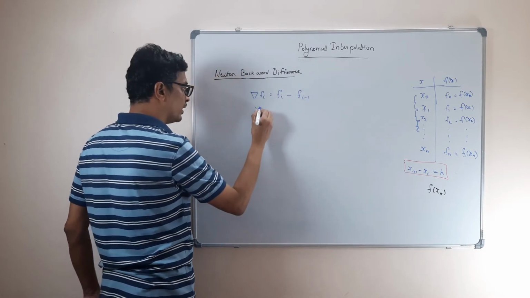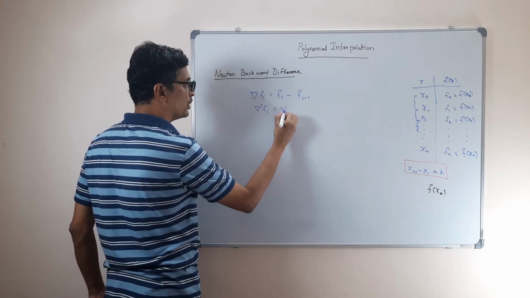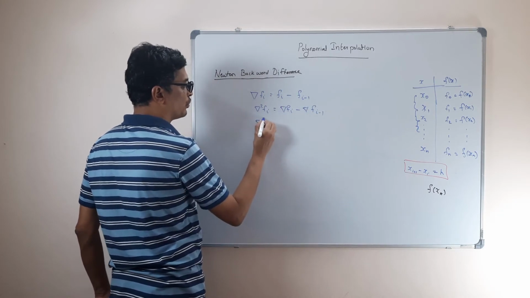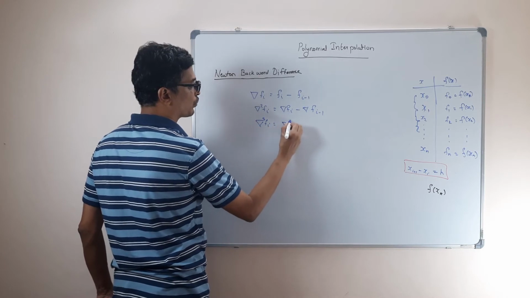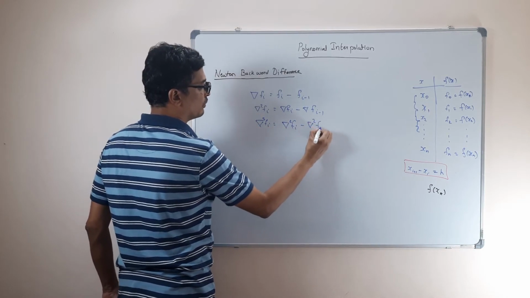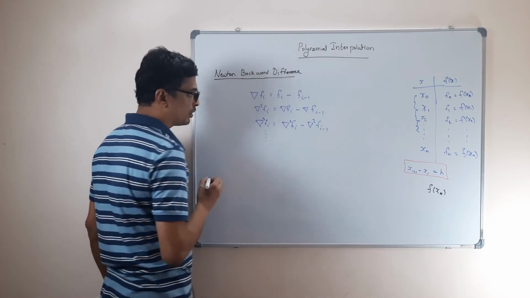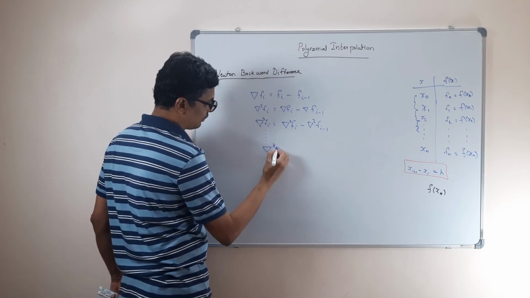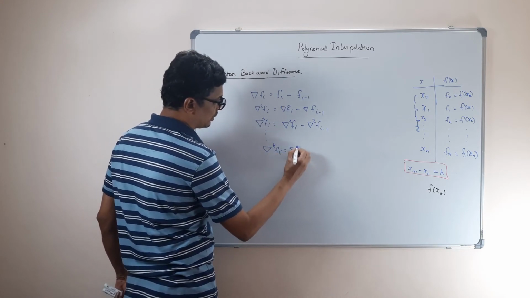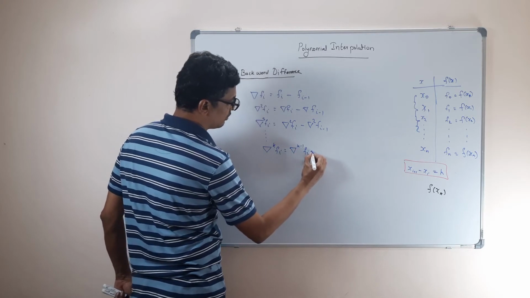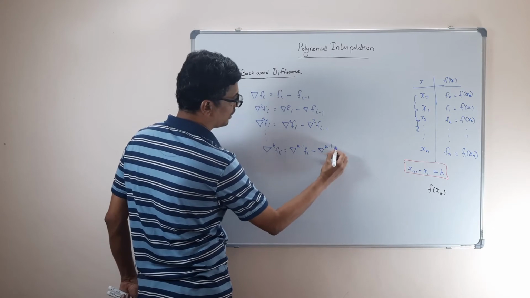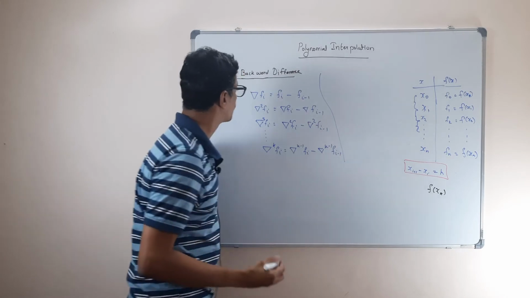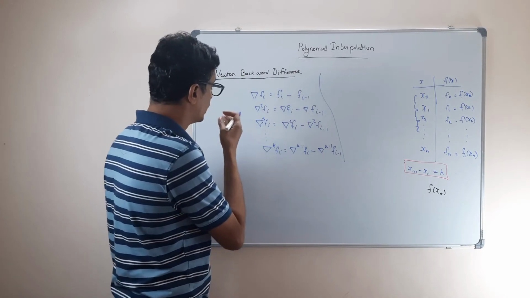Similarly, I can write nabla square f of i will be equal to nabla f of i minus nabla f of i minus 1, and nabla cube f of i will be equal to nabla square f of i minus nabla square f of i minus 1, and you can keep going on until you get maybe a certain k. Nabla to the k of f of i will be equal to nabla to the k minus 1 f of i minus nabla to the k minus 1 f of i minus 1. In the same fashion we will continue. So let me write down, in this case let me take it as n.